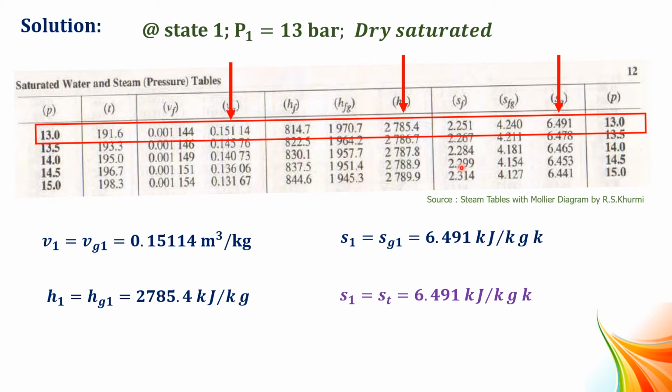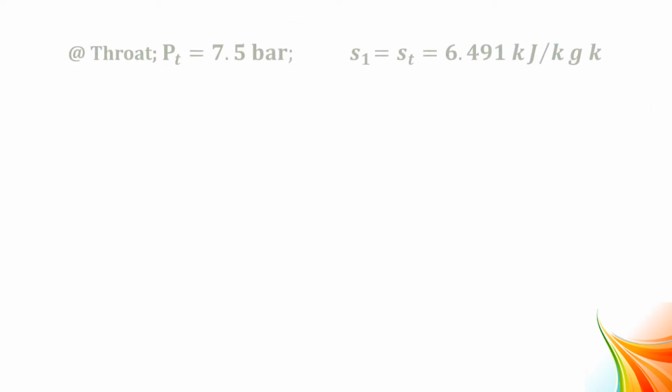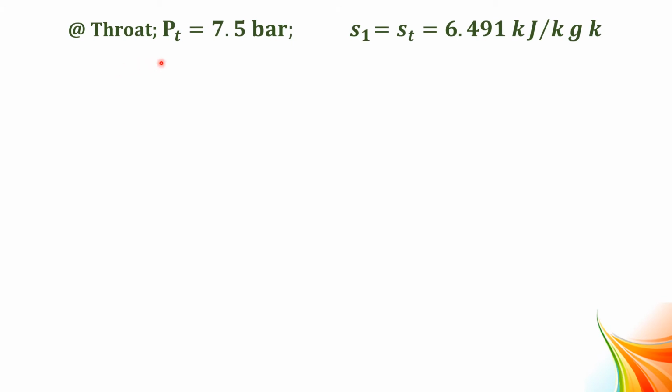We know the process that takes place in the nozzle is isentropic. Therefore, S1 equal to St equal to 6.491 kilojoule per kilogram Kelvin. At the throat, the pressure Pt we have already found, which is 7.5 bar, and the specific entropy St equals 6.491 kilojoule per kilogram Kelvin. Now we have to find out the quality of steam at the throat section.